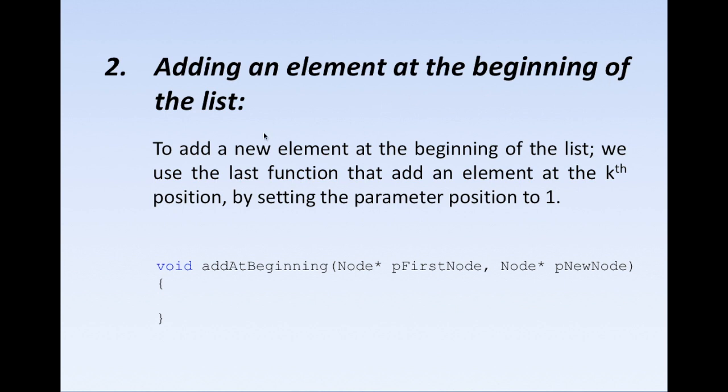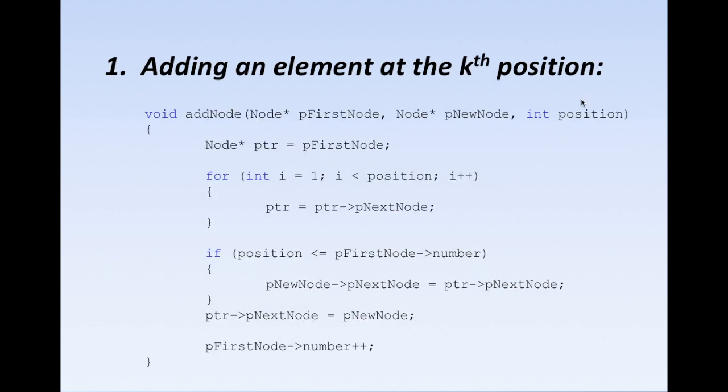So adding an element at the beginning of the list, we use the last function we thought, where we add an element at the kth position. Instead of the kth position, we want to set the position to 1. So we remove the position that we added here, and instead of that, we put 1. So we use the same function, add node, the same function we implemented. But now instead of position, we put 1 here.